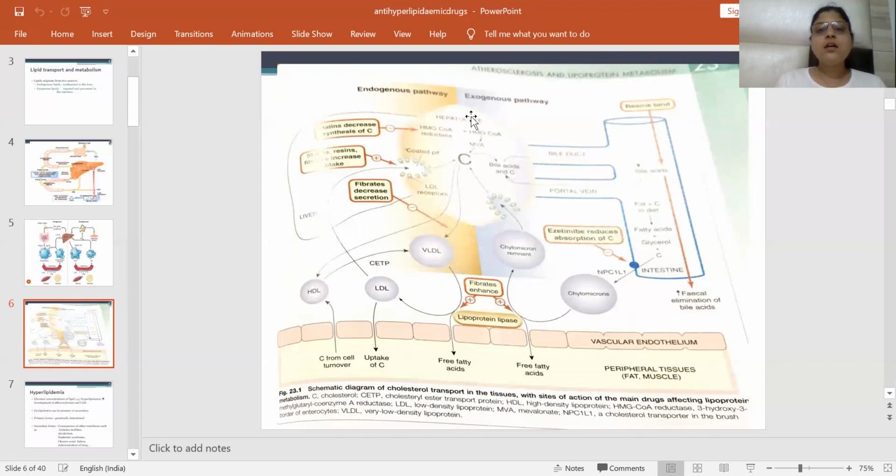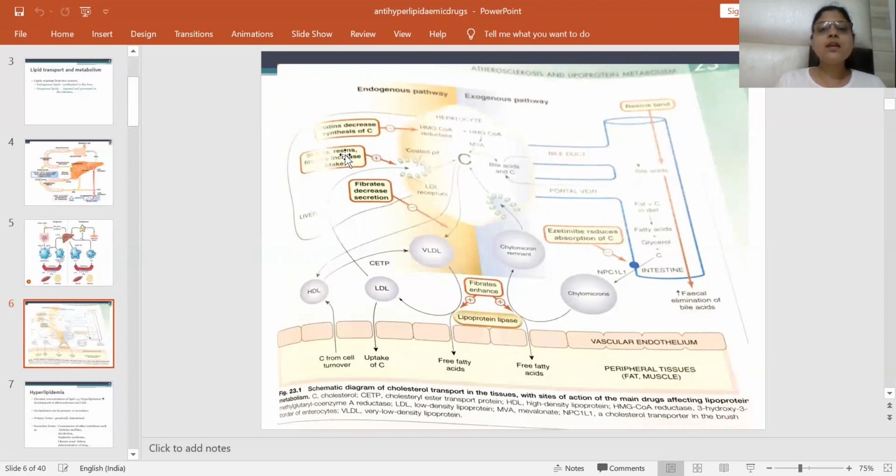The HMG-CoA enzyme is there. Cholesterol is formed from the mevalonic acid. Inhibiting this rate limiting enzyme will lead to decreased synthesis of the cholesterol. Statins, resins, and fibrates increase the uptake.